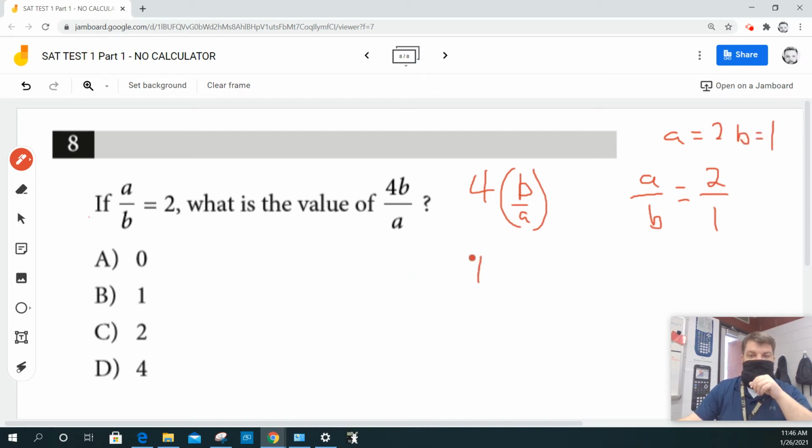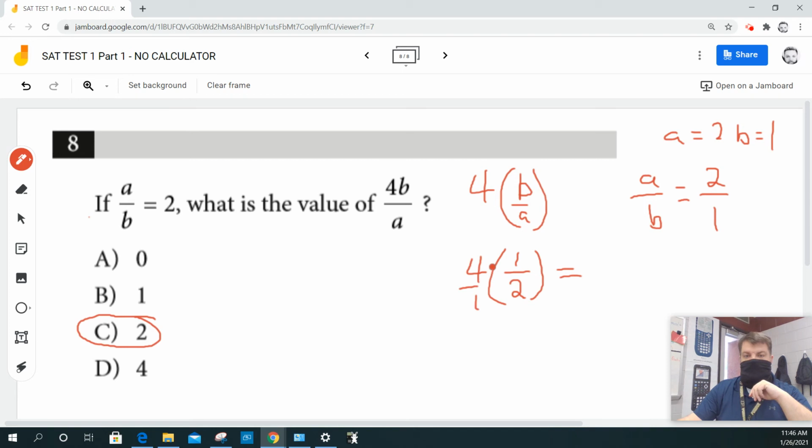So then in this line, what I'm going to do is I'm going to say 4 times B over A, which is really 1 over 2. What's 1/2 of 4? 2.